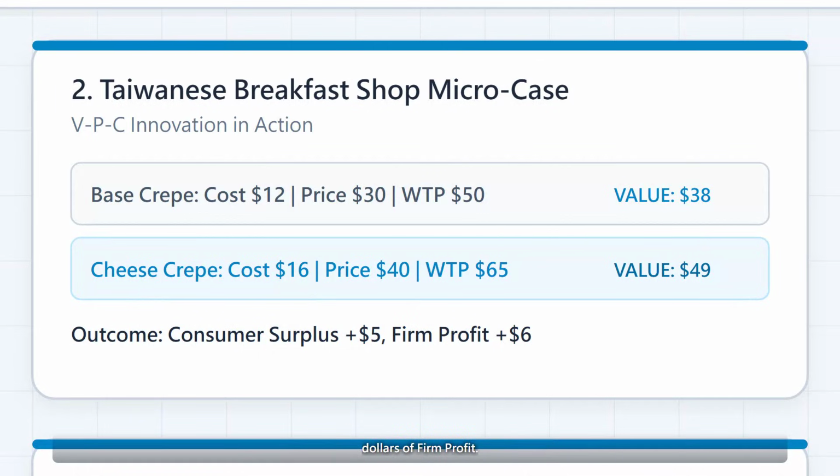Now, the shop owner innovates by introducing a gourmet cheese egg crepe. Cost increases to $16 and price rises to $40, but customer willingness to pay jumps to $65. Total economic value created expands from $38 to $49. Both consumer surplus rises to $25 and firm profit increases to $24. This micro case illustrates how value-enhancing innovation creates a win-win outcome for both customers and the firm.